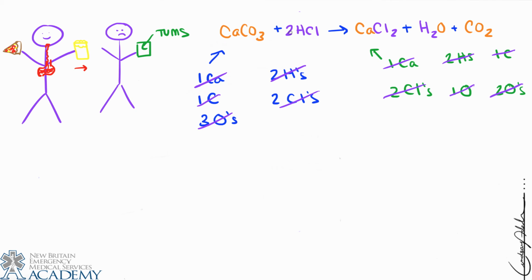So this is just a perfect example of showing that the chemical reaction is balanced. We have the same number of atoms of each element on either side of the reaction, the side with the reactants and the side with the products.